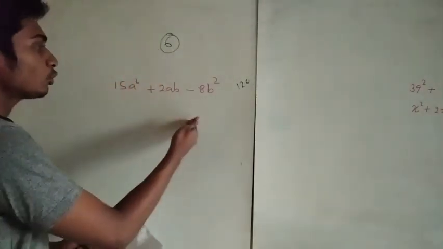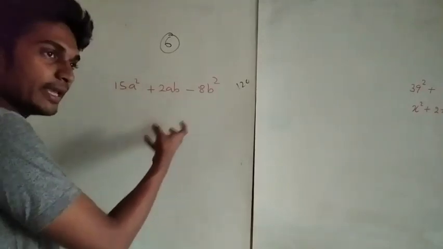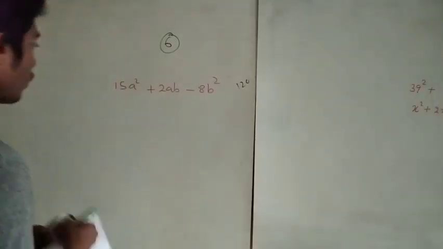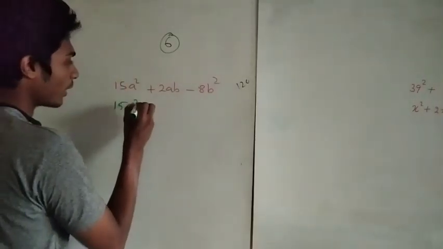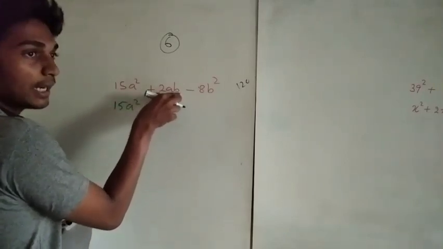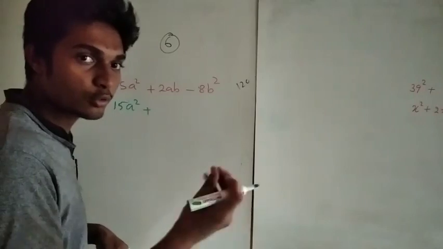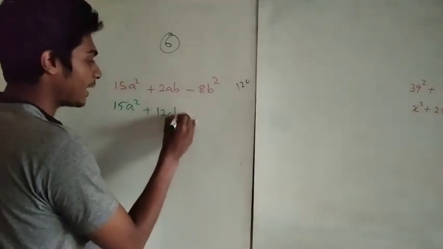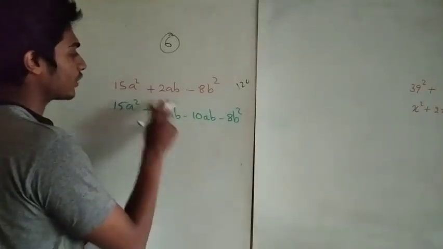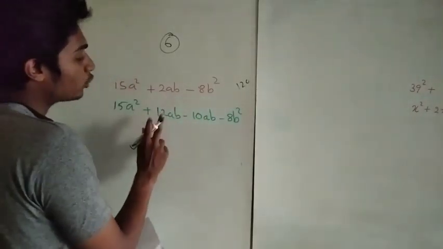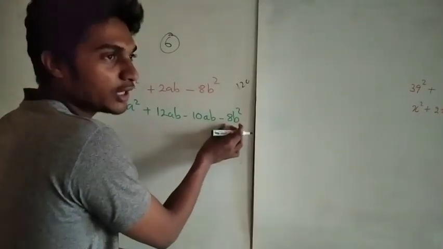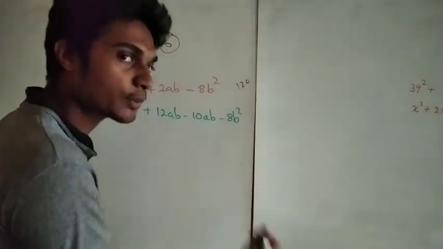So you have to break this into two such that when you add them it should make 2ab, and when you multiply the coefficients it should make 120. Simple. So 15a squared is there, plus by what number should we break this in order to make 120? Simply it's 12 and 10. Look at this, 12ab minus 10ab minus 8b squared, right? 12 minus 10 is going to be 2ab, and 12 into 10 is going to make 120. Even though 8 is here, we have imagined that there is 120 there, and then we have to proceed with the sum.